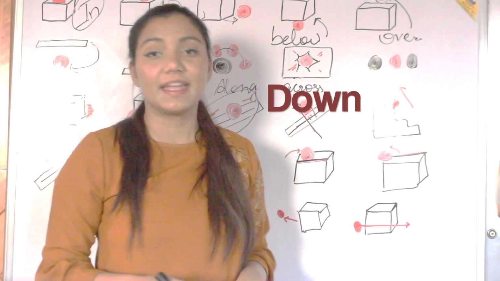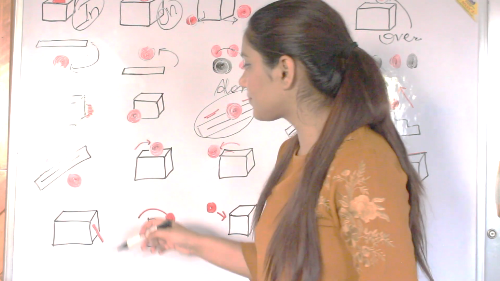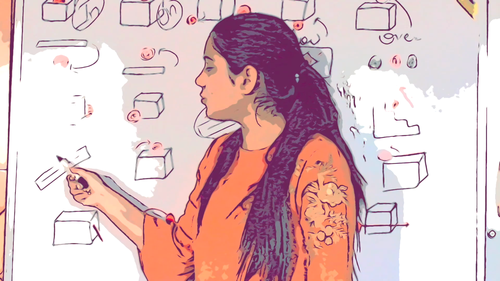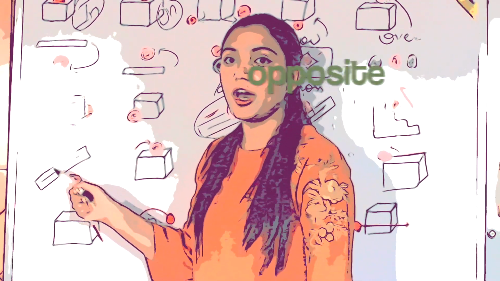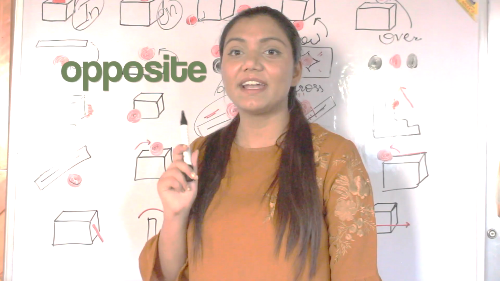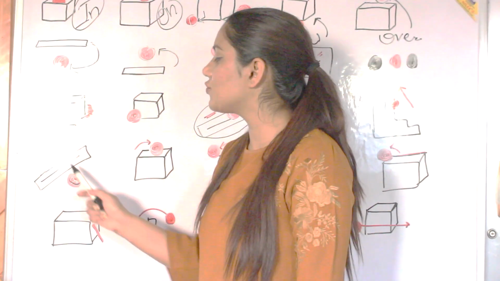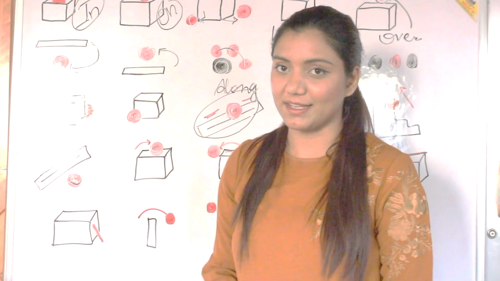Okay? Next preposition is this. We have two balls. One is this and the other one is this. And these two are opposite to each other and are on each side of the road. So these two balls are opposite.